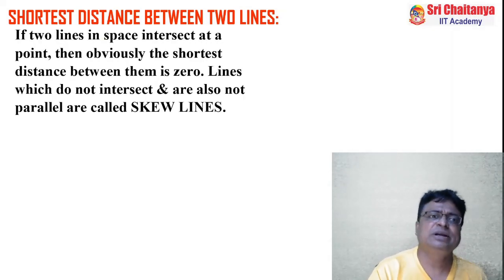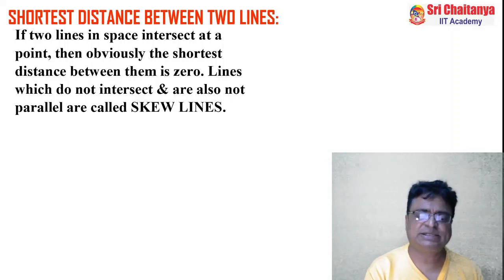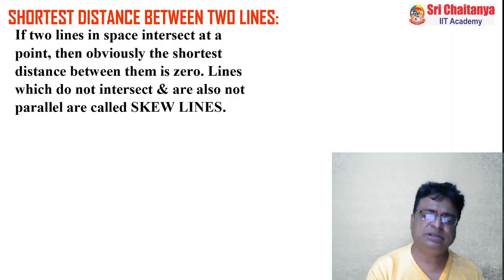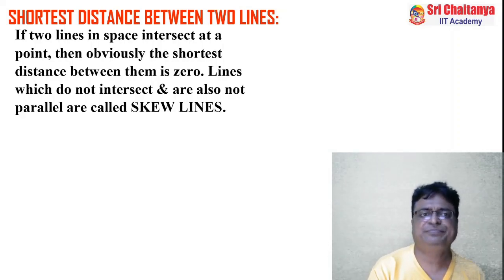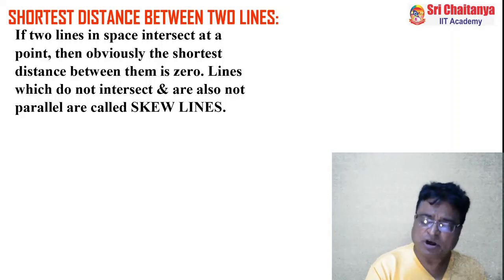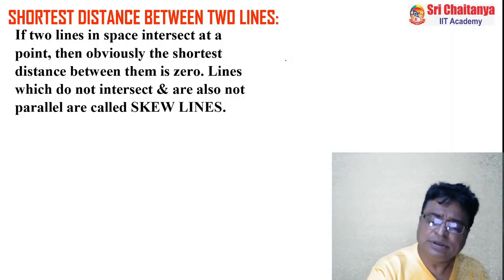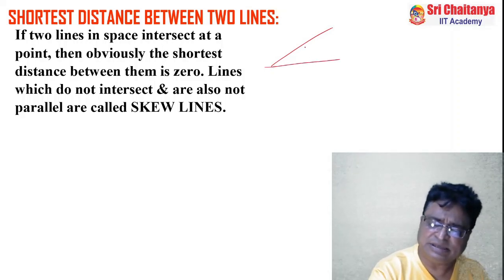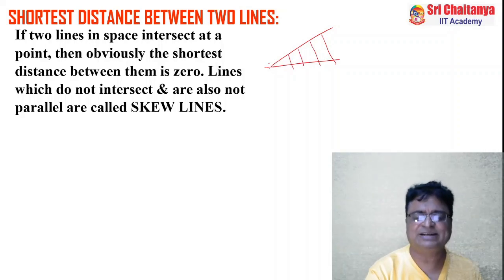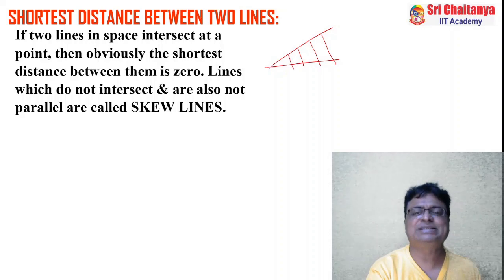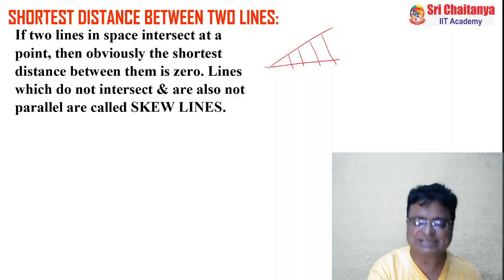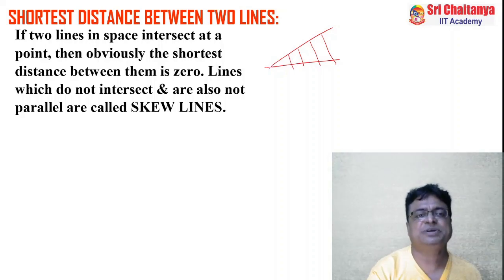My friends, if two lines in space intersect at a point, obviously the shortest distance between them is 0. Clear? Shortest distance means what? Suppose this is the distance between these two lines. So this is the point where they intersect. That means there is no distance. That means whenever two lines intersect, the shortest distance becomes 0.